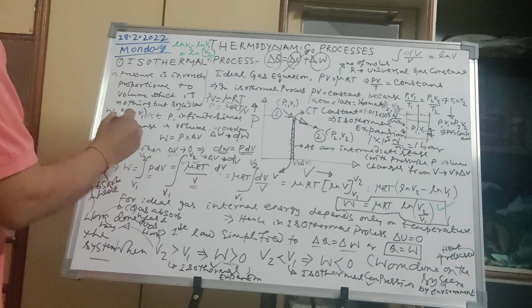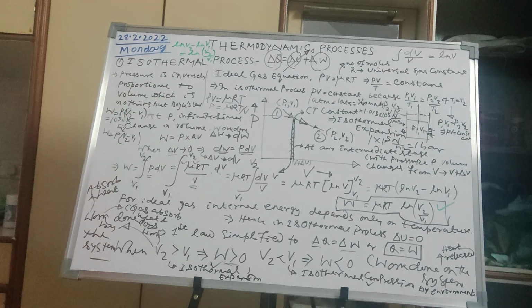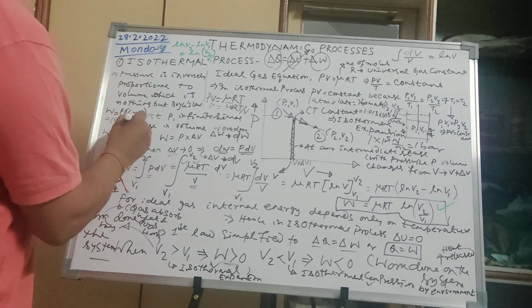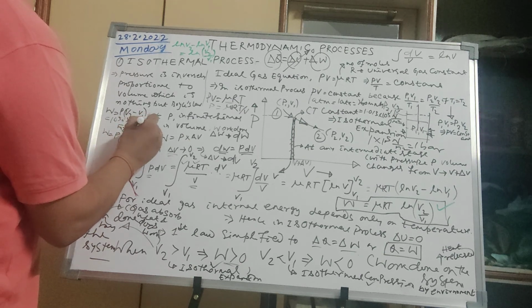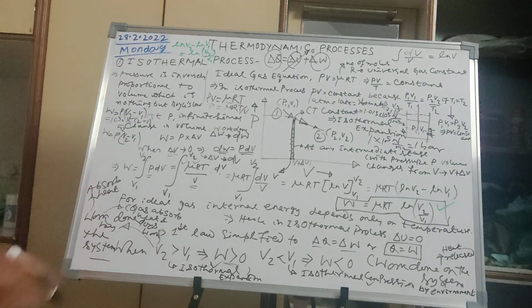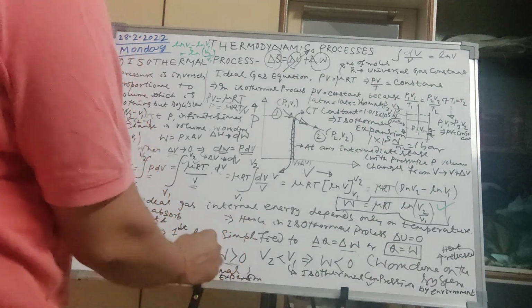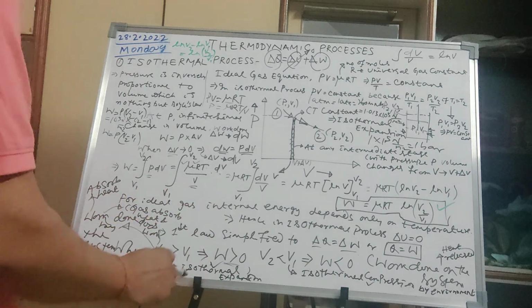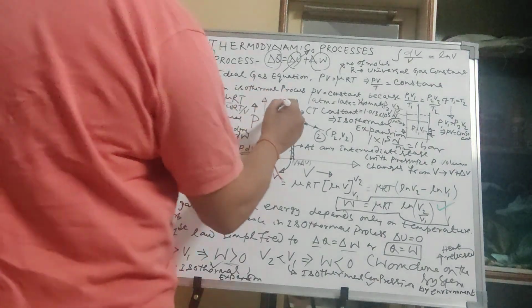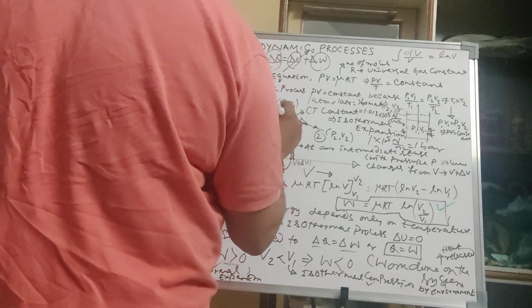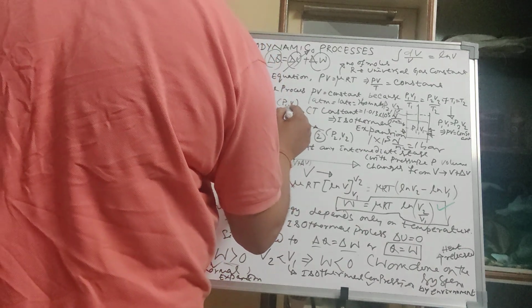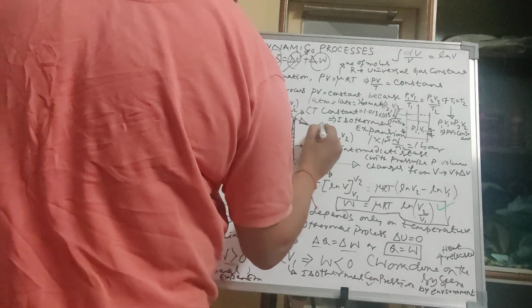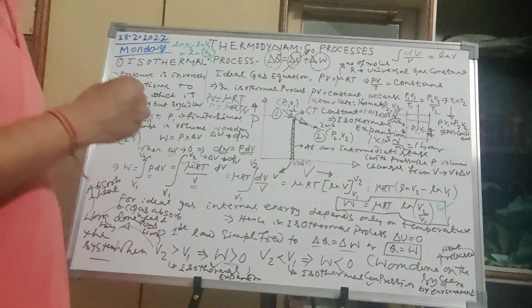So 10 to the 5 Newton per meter square into, let us say, the volume changes from 1 meter cube to 2 meter cube. So the volume becomes 2 meter cube, 2 minus 1. That means it's a positive number. That means in isothermal expansion, this becomes a positive number, where there is an increase in volume. Here it is 1 meter cube, here it is 2 meter cube.